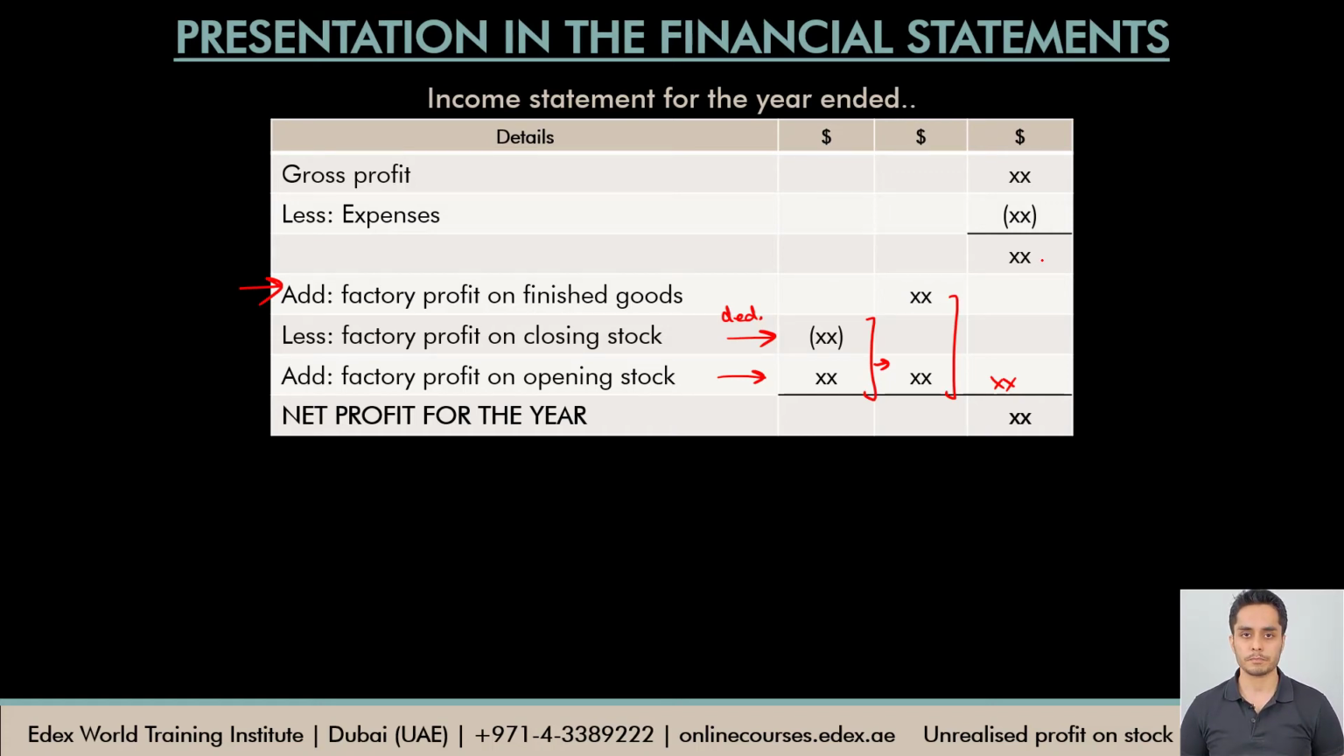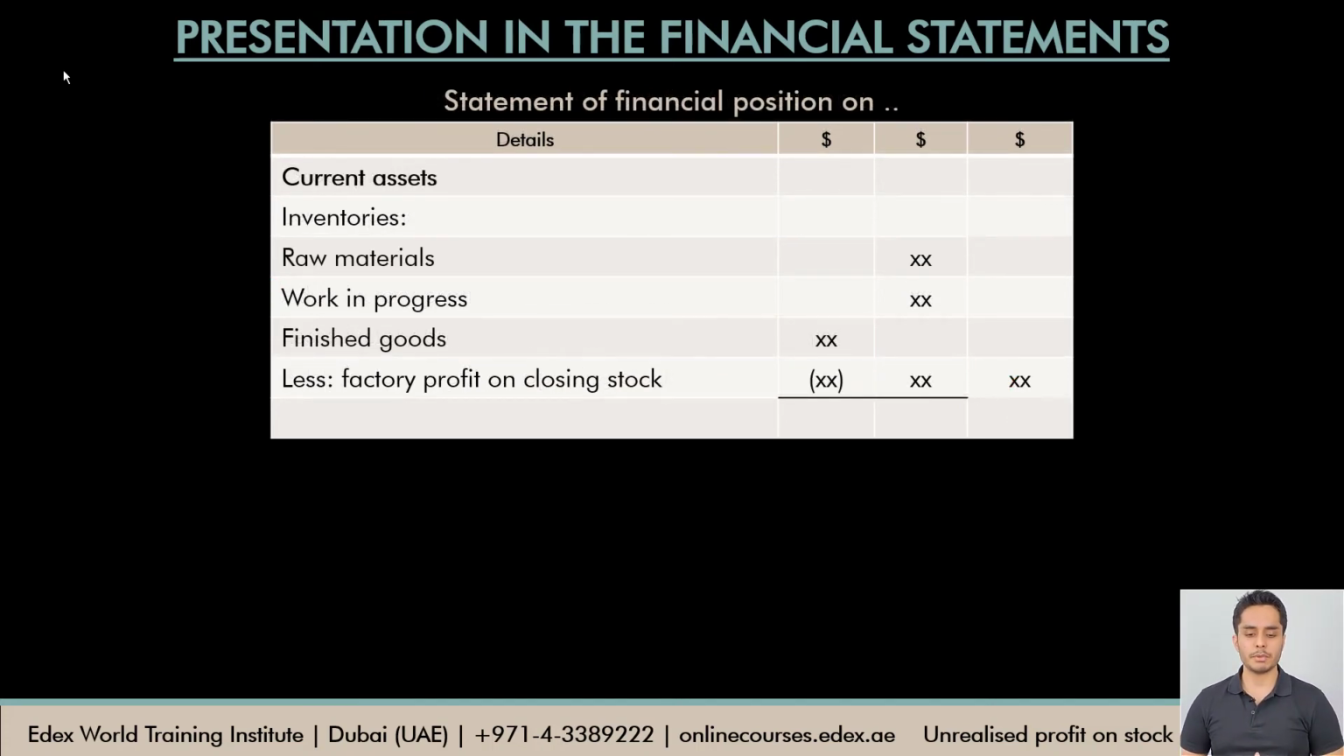In the financial statements, the presentation of inventory will differ slightly. Raw materials and work in progress, there is no change because there is no notional profit added in them. But finished goods includes the notional profit, especially if it is valued at the transfer price. That notional profit or factory profit that is included in the closing stock will have to be deducted before presenting the finished goods at cost in the balance sheet. If this is not done, the current assets would be overstated in the balance sheet.